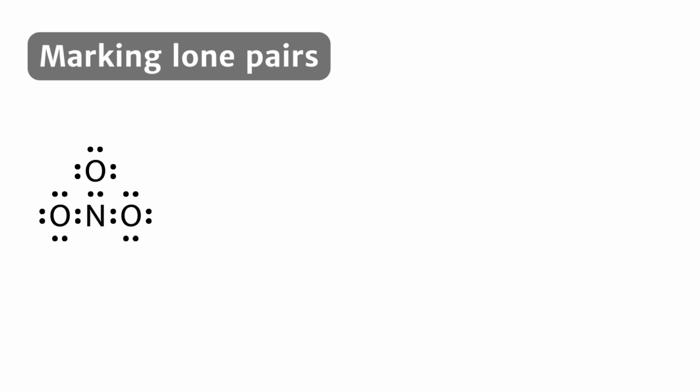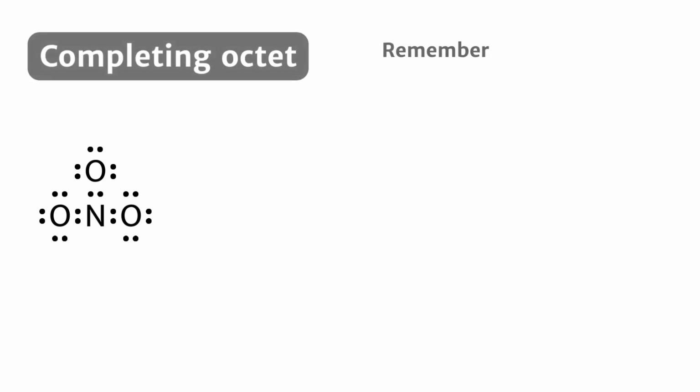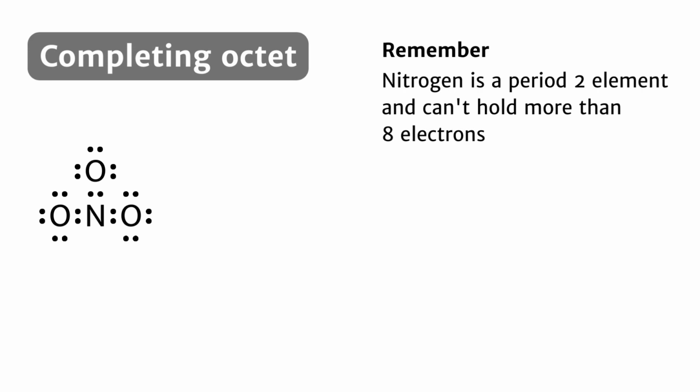You can observe that the octet is complete on all 3 outside oxygen atoms, but not on the central atom, nitrogen. So let's now work on completing the octet for the central atom, nitrogen. Once again, remember that nitrogen is a period 2 element and cannot hold more than 8 electrons in its valence shell. Nitrogen already possesses 6 valence electrons and requires 2 more to complete its octet.